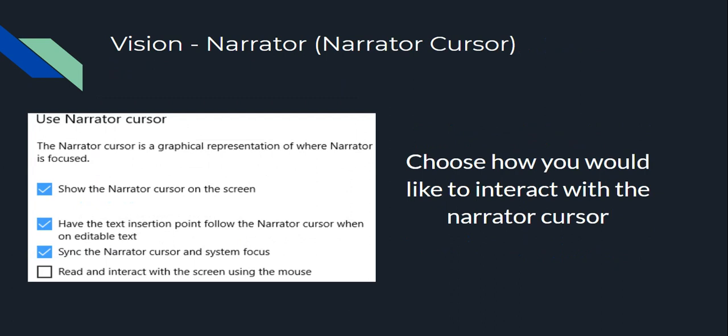The narrator cursor is the tool you use to navigate the narrator. For this, you can change how you want to see the narrator cursor, if you want to see it on the screen or not. You can have the text insertion point follow the narrator cursor when on editable text. You can sync the narrator cursor with system focus, and you can read and interact with the screen using the mouse. I've never used the narrator on the computer, so these are the standard boxes that are usually checked for a narrator, I'm assuming.